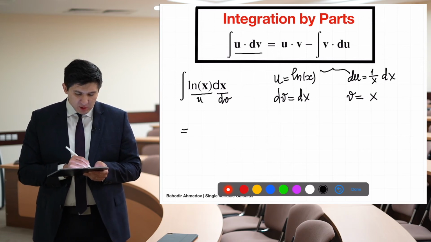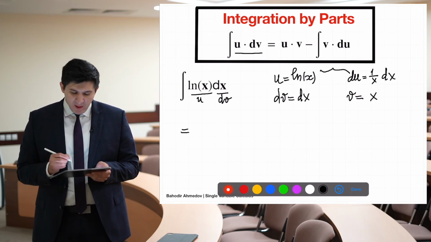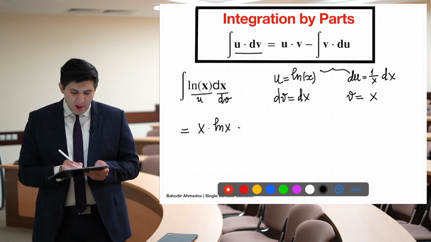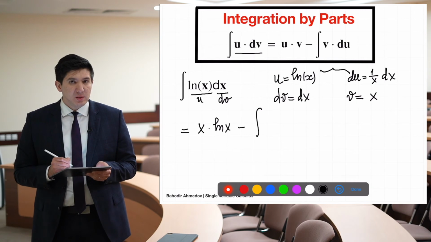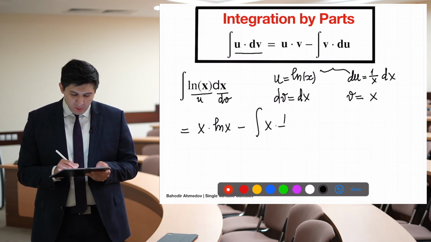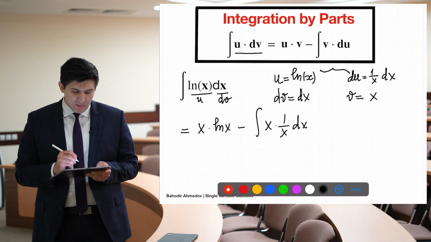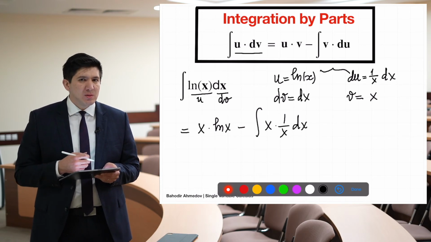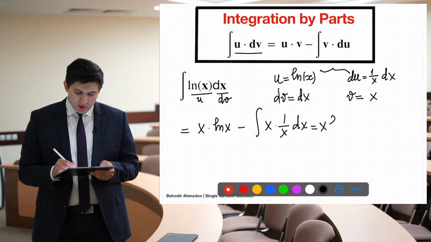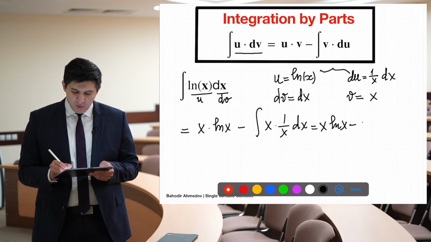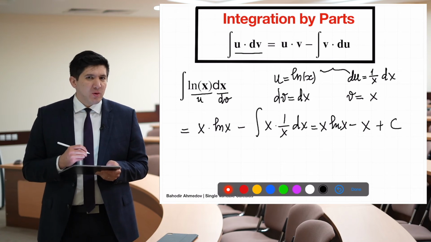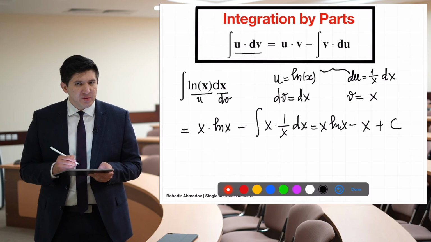So this integration is going to be equal to u times v, in this case x times the ln of x, minus the integration of v du, so in this case x times du, which is 1 over x dx. Well, you see, everything is becoming so much easier now. So I'm going to take the integration of the 1, which is simply equal to x plus the constant.